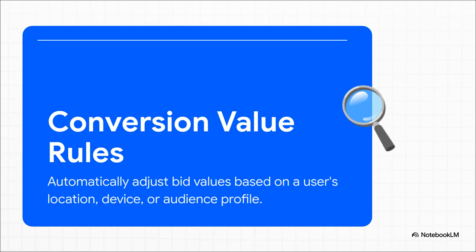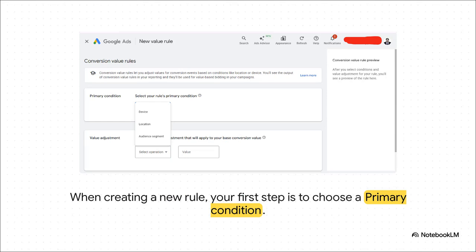Things like where they live or even what device they're searching from. So when you go to create a new rule, the first thing you have to do is choose a primary condition. Google gives you 3 really powerful levers to pull here: audience, location, and device. So let's break down how to decide which one is the right one for your business.